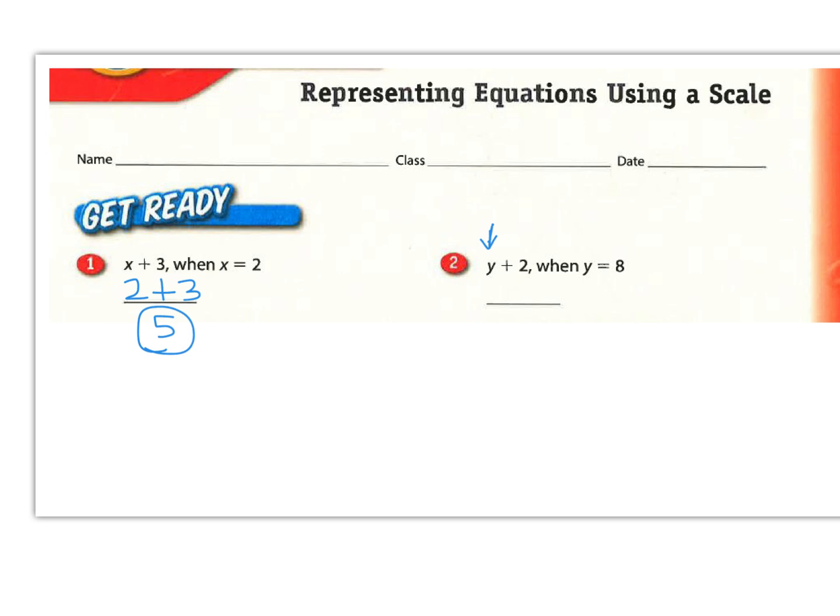So evaluate y plus 2 when y equals 8. So let's substitute in 8. 8 plus 2, and then 8 plus 2 is 10. So even if you know it and you can do the mental math, please write it down in algebra. It is very important.